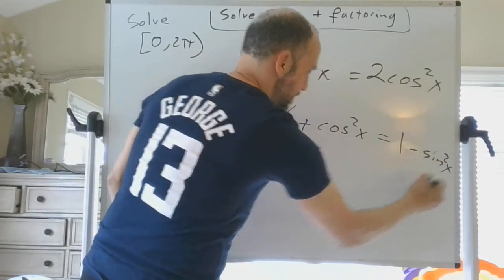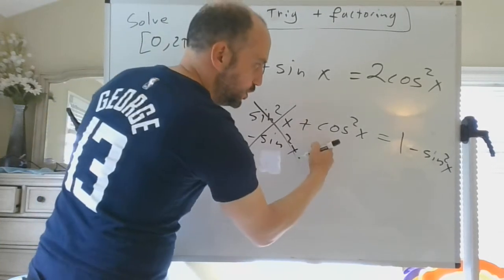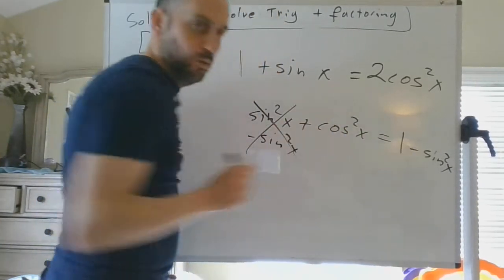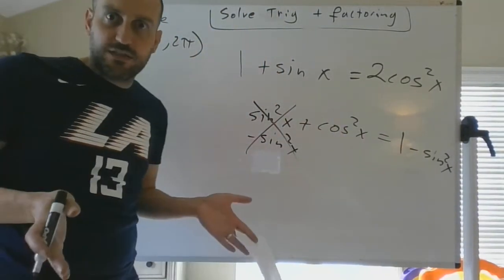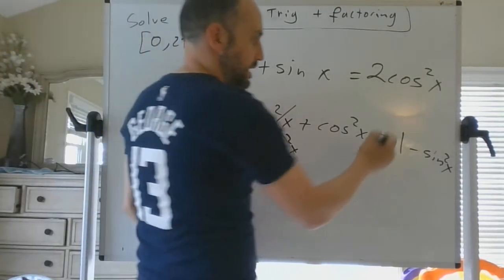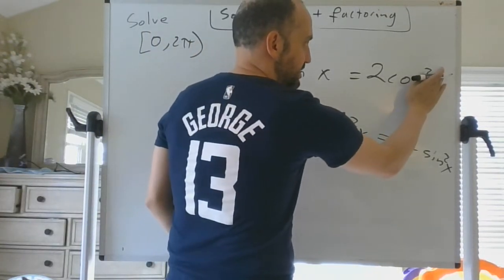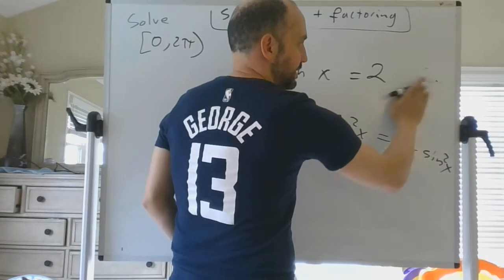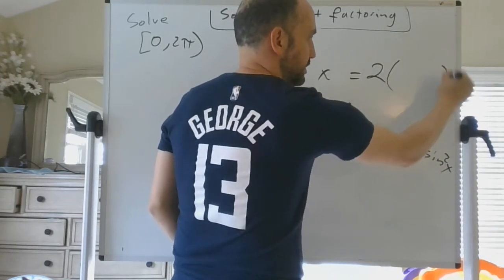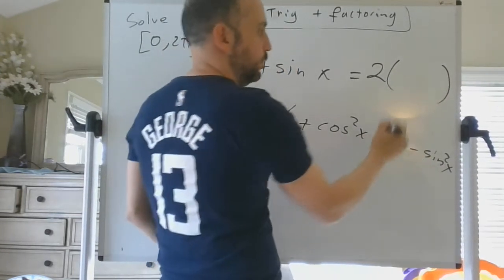Subtract sine squared x. Okay, and I'm left with cosine squared x equals 1 minus sine squared x. That's what cosine squared x is. So here's what I'm going to do. I'm going to go here and replace cosine squared x, I'm going to substitute it with that: 1 minus sine squared x.